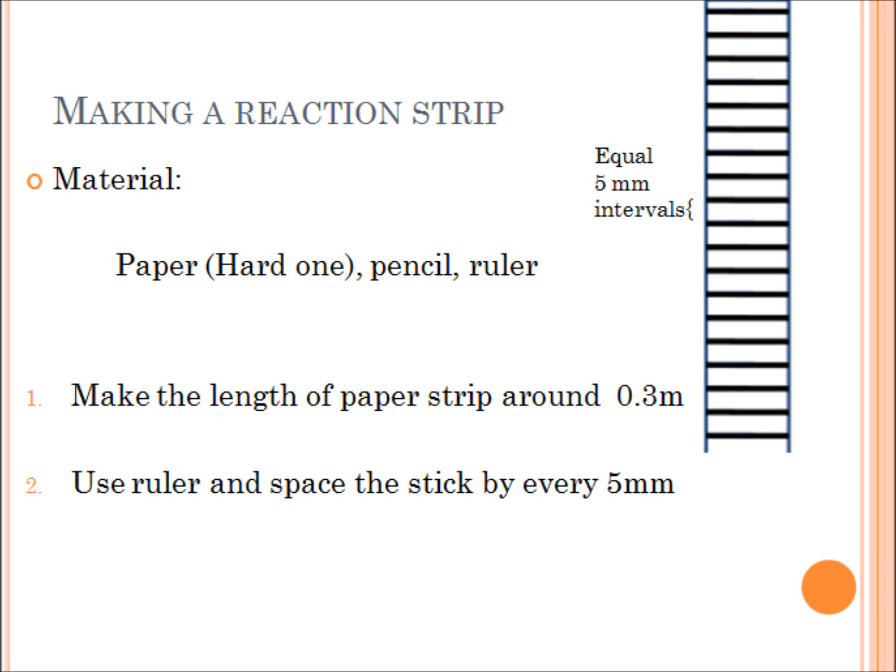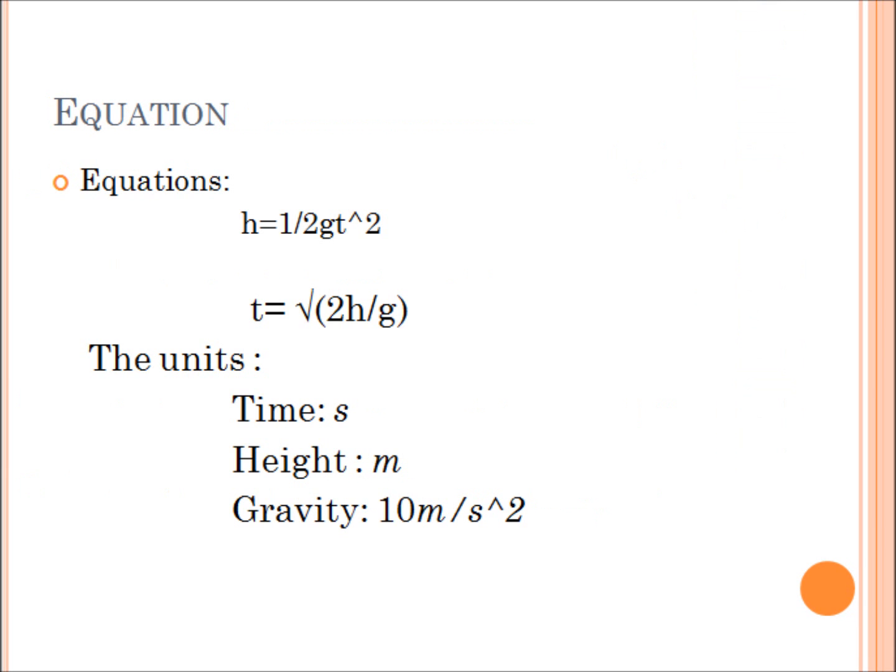The first step, I make the length of the paper strip around 0.3 meters. Then I used the ruler and spaced the strip by every 5 millimeters. The formula I use is H equals 1 over 2 times G times T squared.